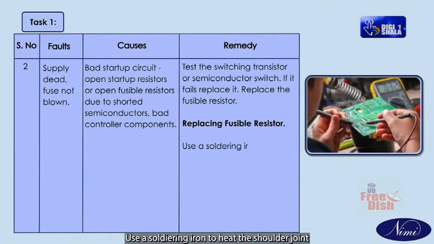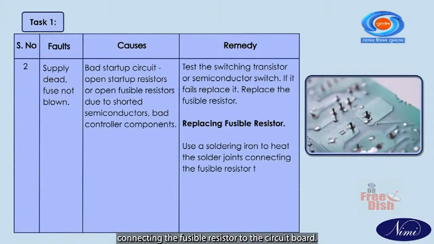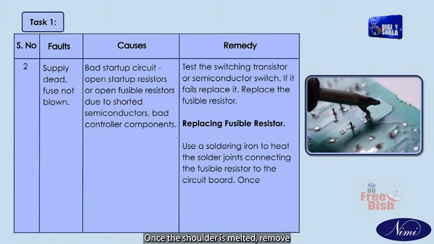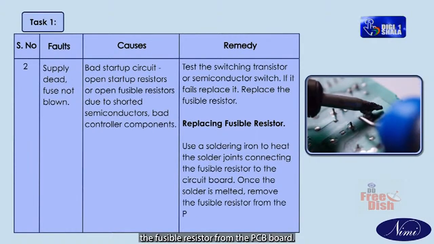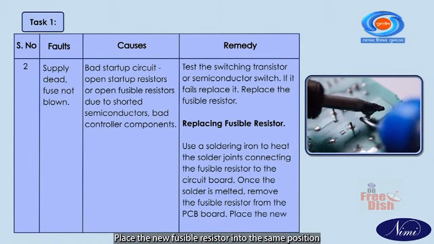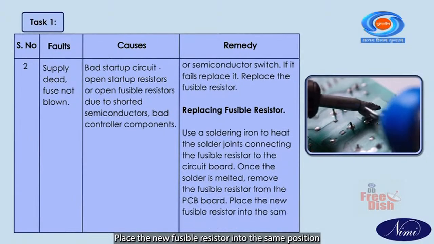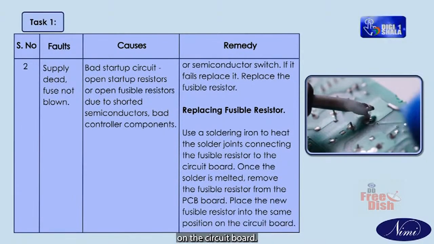Use a soldering iron to heat the solder joints connecting the fusible resistor to the circuit board. Once the solder is melted, remove the fusible resistor from the PCB board. Place the new fusible resistor into the same position on the circuit board.